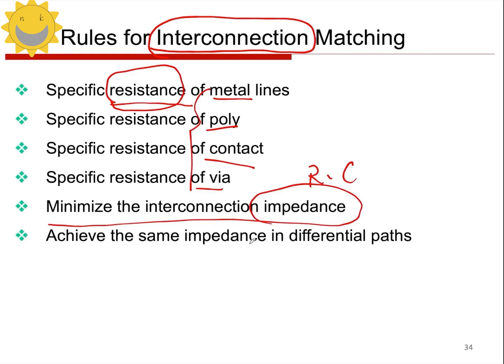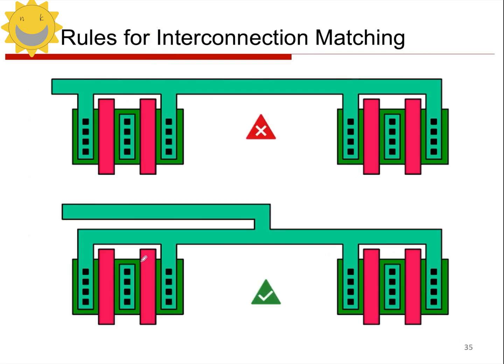Then what else should we pay attention to? We should pay attention to the fact that for the differential path, you should have the same impedance. If it is a differential path, the parasitic environment of your differential line must be the same. In this way, you can make your differential signal more matched. Let's take an example. For example, this one.